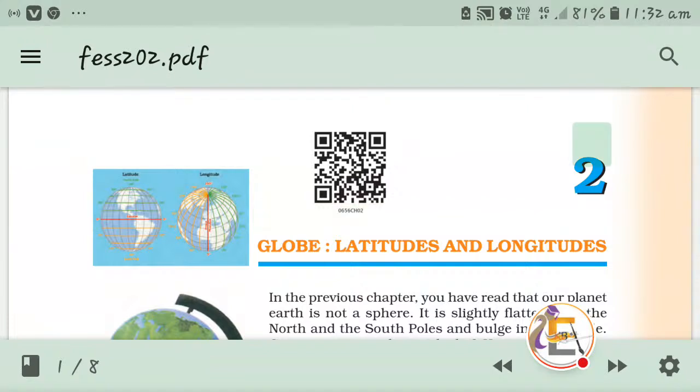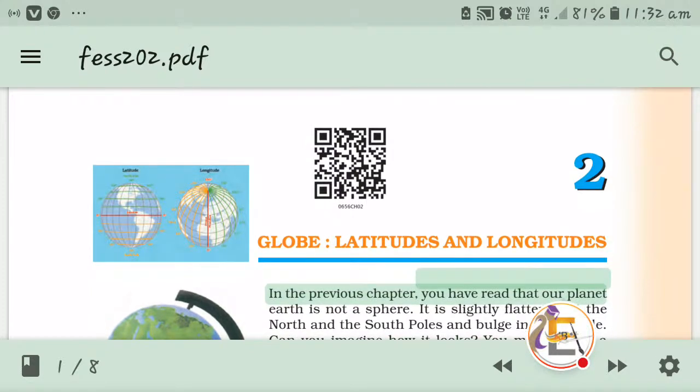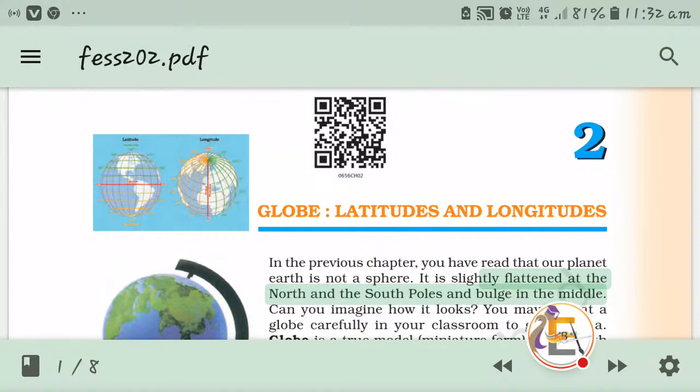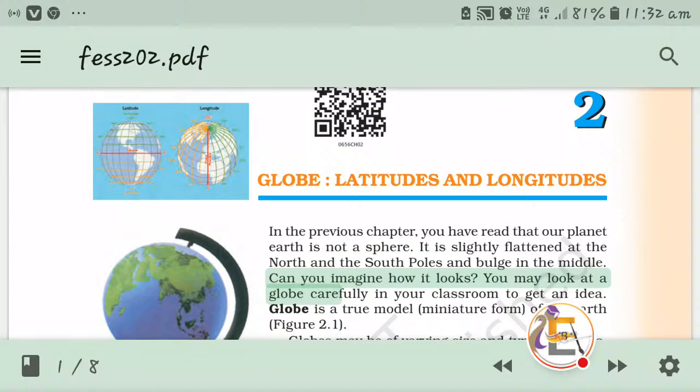Though, in the previous chapter, you have read that our planet Earth is not a sphere. It is slightly flattened at the north and the south poles and bulges in the middle. Can you imagine how it looks? You may look at a globe carefully in your classroom to get an idea. A globe is a true model, a miniature form, of the Earth, figure 2.1.